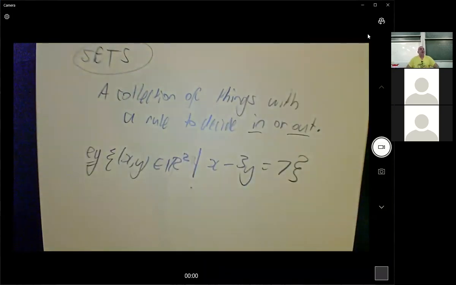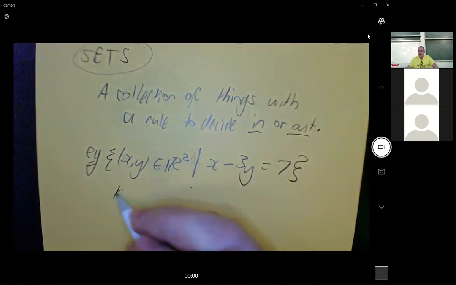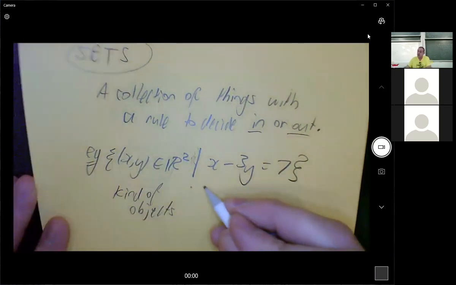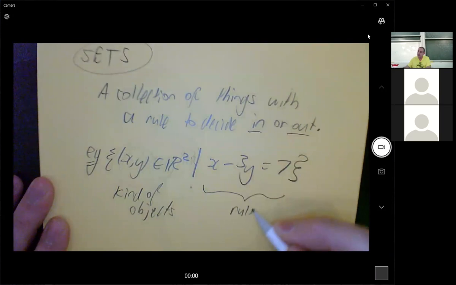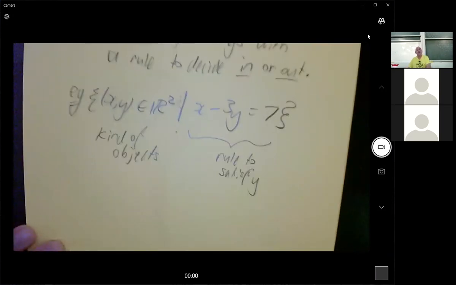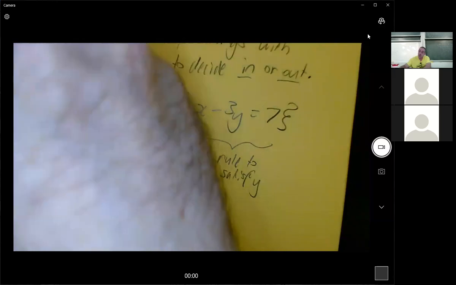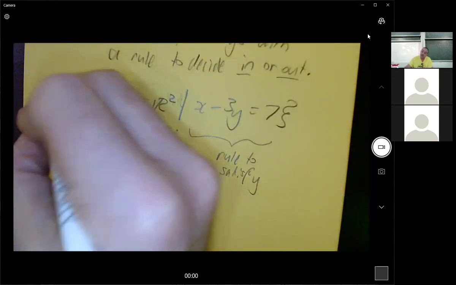Okay, so you'll notice that this tells me the kind of object I'm thinking of. I'm thinking of vectors in R2, and this tells me a rule they have to satisfy. And I can tell whether a vector is in that set by subbing it into the equation and seeing if it comes out to 7. I should give this set a name. I shall call it S.